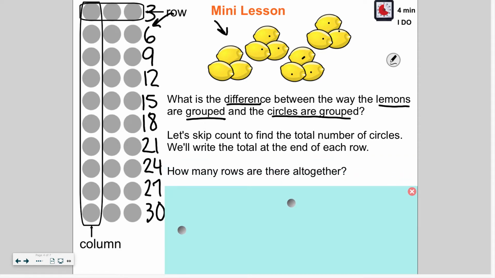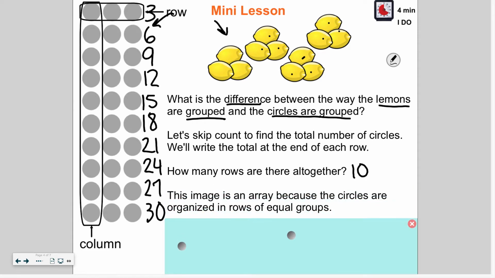How many rows are there altogether? So you might remember that I said this already because I tried to count them. But how many rows were there? So there are 10 rows. Hope you figured that out. So this image here that we have with the circles, this is called an array. So the way this is grouped is called an array.